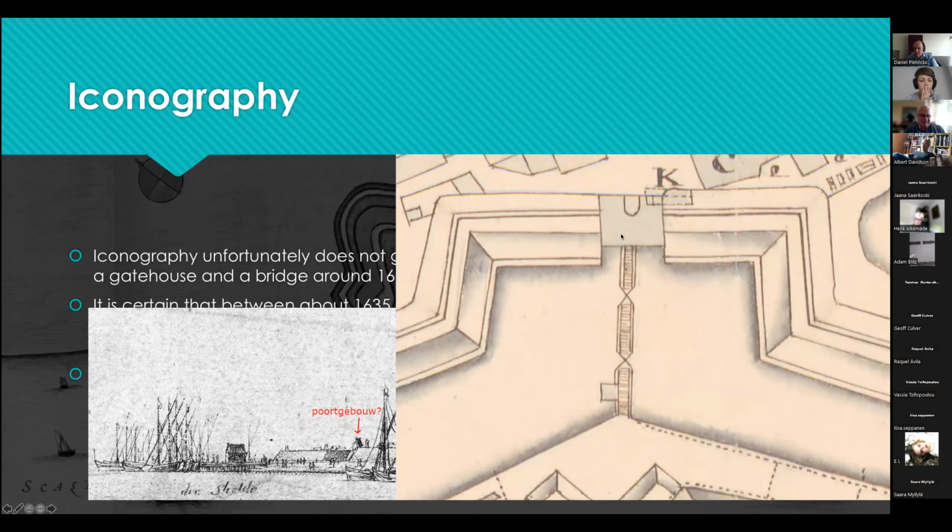This is from another map, other depictions. You see the same, the 2 gates. You see even a place for the guard. You see schematic depictions, in fact, not only of the entrance, but also of the house where the guardians that were responsible for the gate lived and were housed.